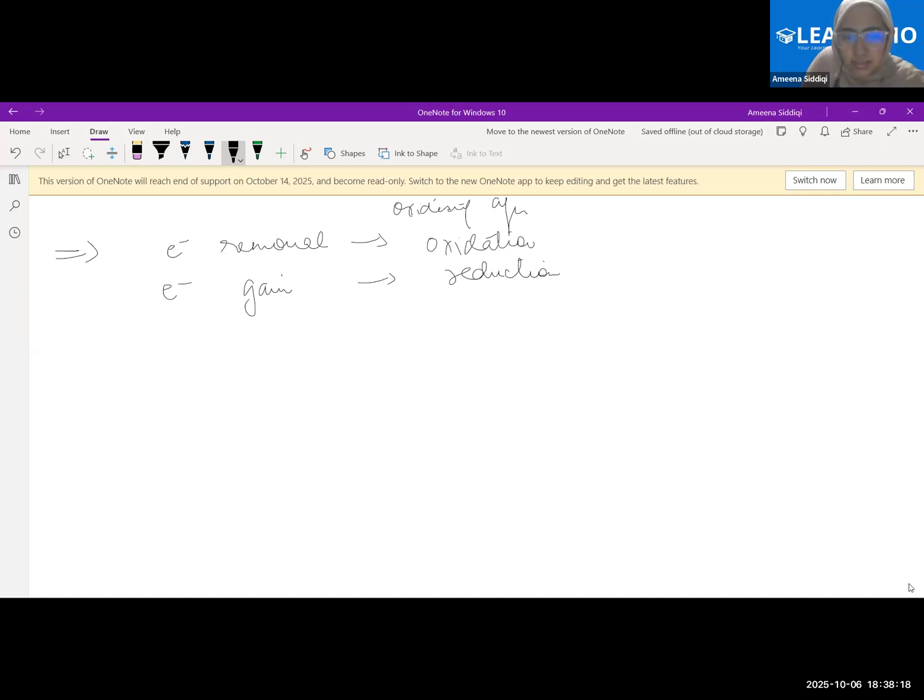Example, let's see this. This is a chemical reaction, and what is happening here? This is the element of sodium. Here it has lost this one electron, therefore it has become the cation. Is this a chemical reaction? Yes, this is a chemical reaction. What type of chemical reaction is this? Can I say oxidation is taking place here? Yes, oxidation.